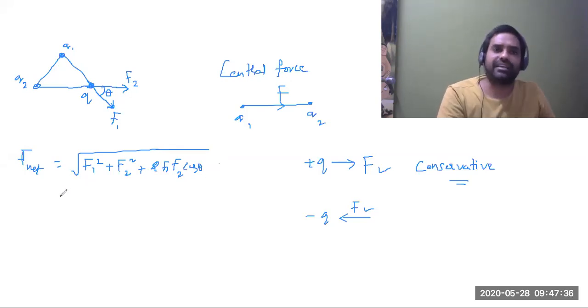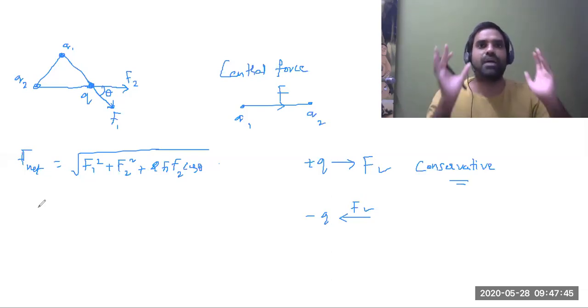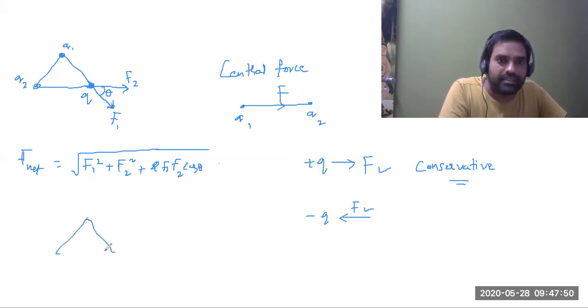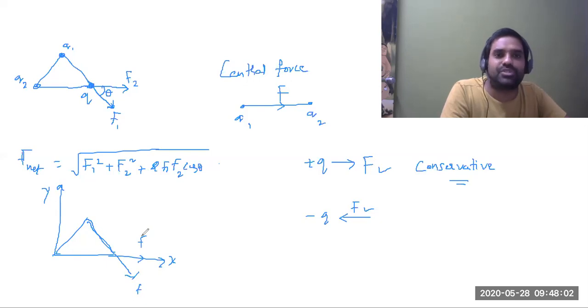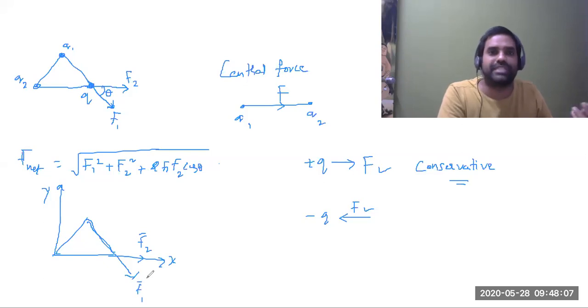Otherwise, you can use the i, j, k form by taking the situation in the coordinate system. For example, this is the triangle I have taken. Extend this and call it the x-axis, extend this and call it the y-axis. Now represent the forces F1 and F2 in terms of i, j, k, and after that calculate the net force by using the formula for addition of two vectors.